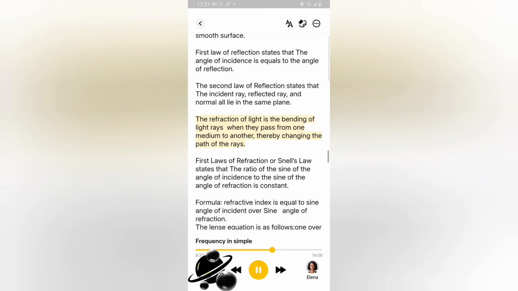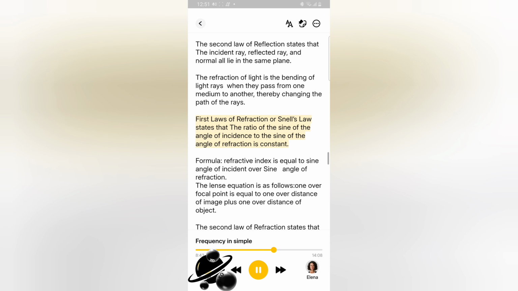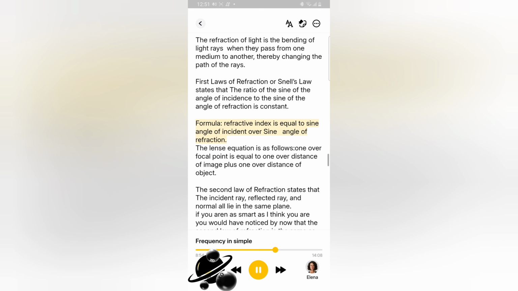The refraction of light is the bending of light rays when they pass from one medium to another, thereby changing the path of the rays. First law of refraction, or Snell's law, states that the ratio of the sine of the angle of incidence to the sine of the angle of refraction is constant. Formula: refractive index is equal to sine angle of incidence over sine angle of refraction.